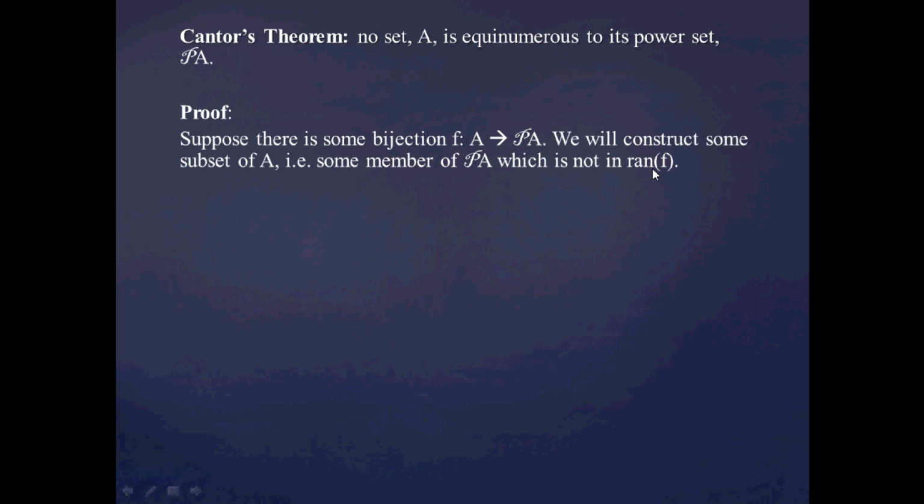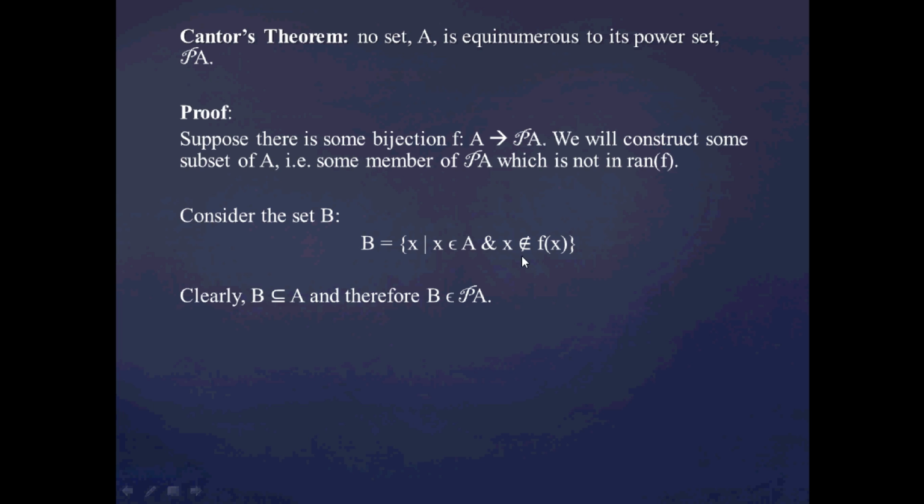And if I can construct such a set, that'll show that F is not surjective, meaning that I can find something in the power set of A that doesn't get mapped to by some element in A. And I'm going to construct that set B in the following manner. B is going to consist of all the objects X, such that X is both in A, and X has this weird property that X is not a member of F of X. And this predicate here is going to be the key property that allows us to prove the theorem.